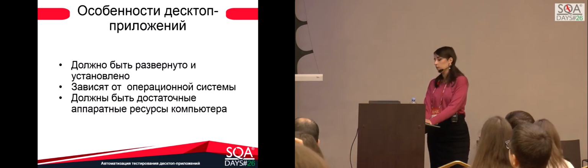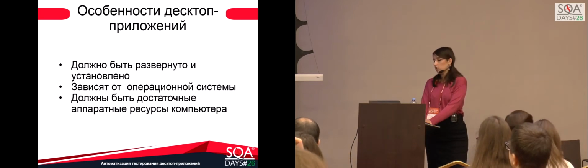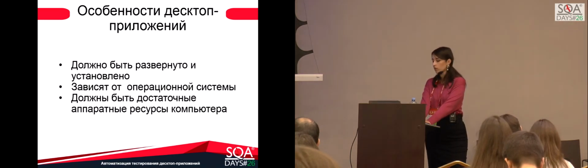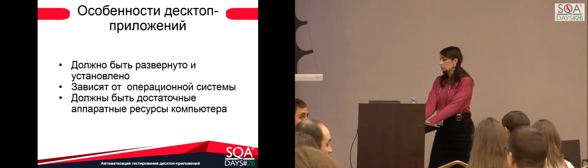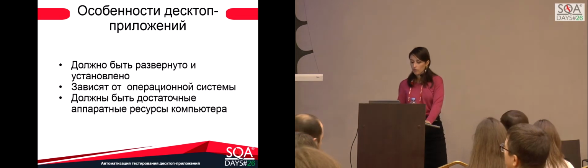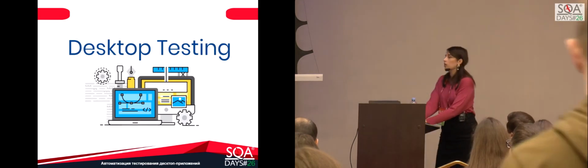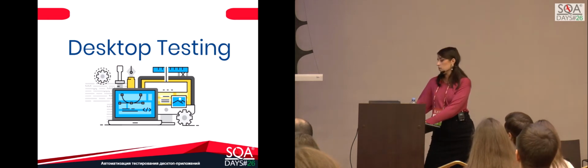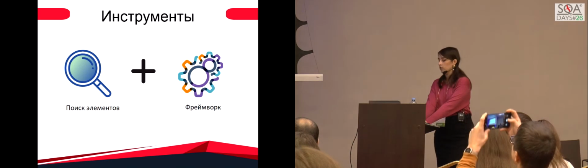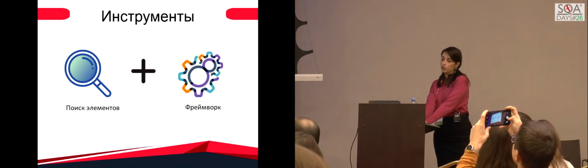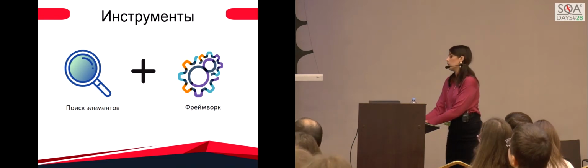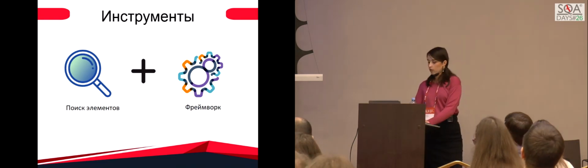Starting with the peculiarities of the desktop app. A desktop app is an app we usually install and which has some requirements for operating system and for hardware. So what are the tools we're going to use for automation? I have divided all the tools into two parts. First is the tools for element search, and then the framework which would allow us to automate our scenario.